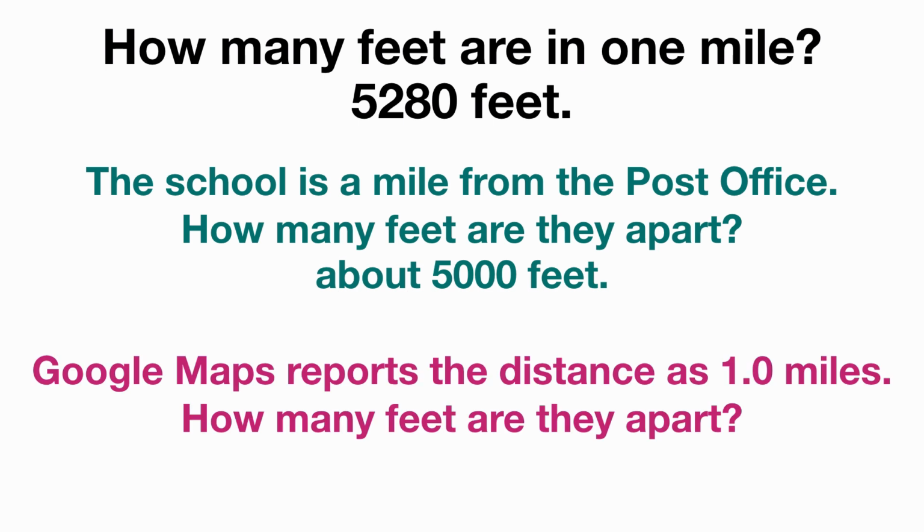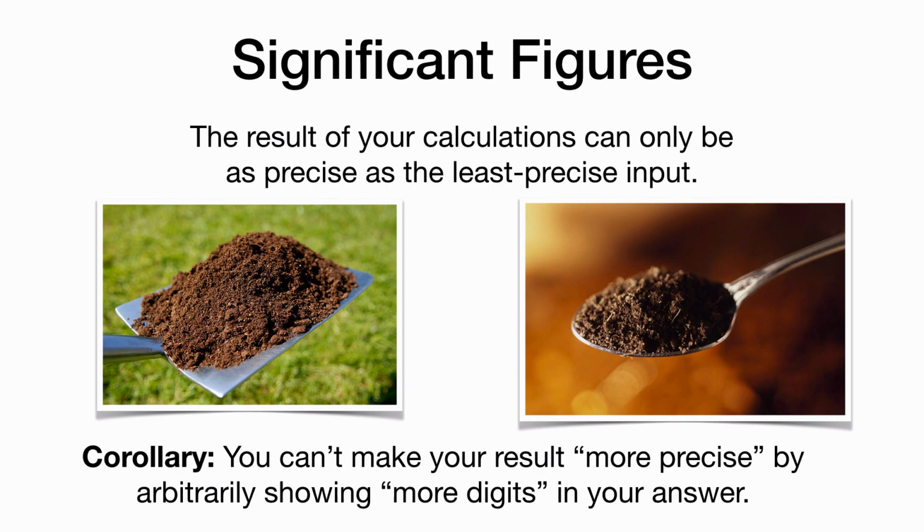All right, so Google Maps reports the distance as 1.0 miles. How many feet apart are they? Then it would be about 5,300 feet. So significant digits are very, very important when you're doing calculations with multiple digits. Again, the result of your calculation can only be as precise as the least precise input.